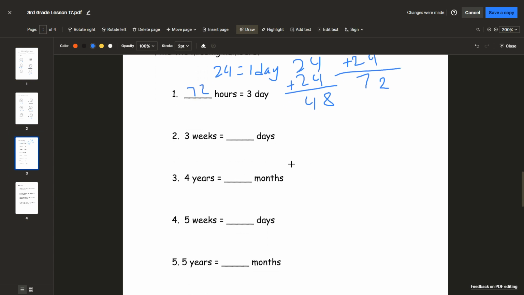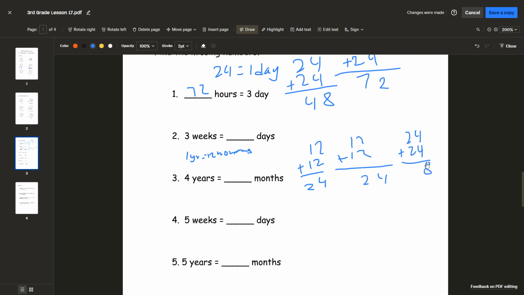Next, let's do number 3. So there's 4 years equals blank months. In 1 year there are 12 months. So we do 12 plus 12, and then we can do 12 plus 12. So there's 1, 2, 3, 4, right? So 12 plus 12 equals 24. 2 plus 2 equals 4, and then 1 plus 1 equals 2. Now we do 24 plus 24. And we get 8, and then 4. So we get 48 months.